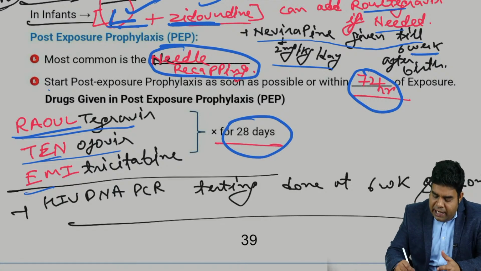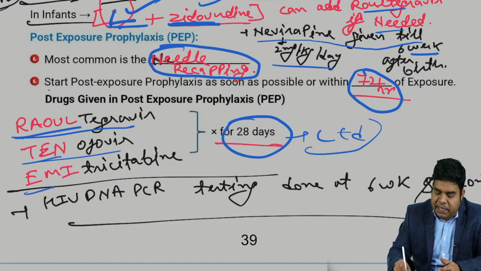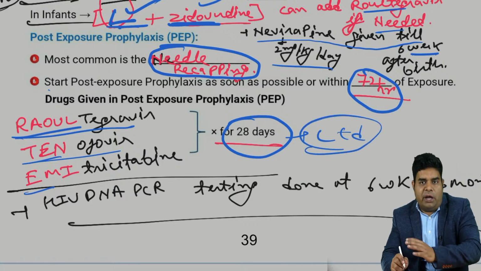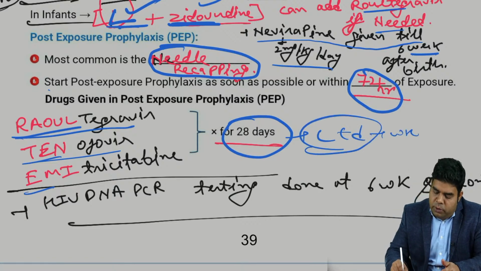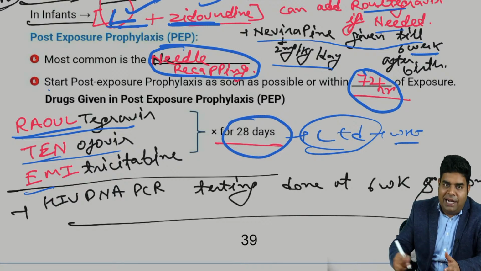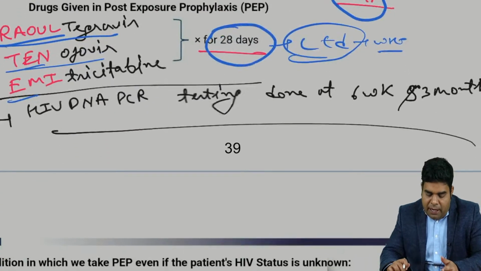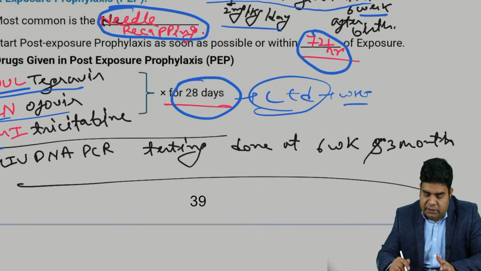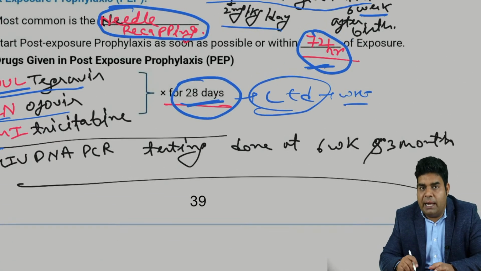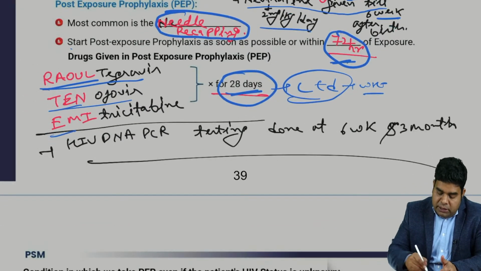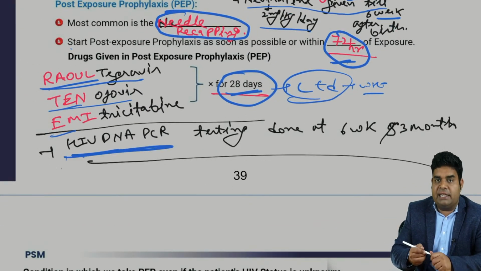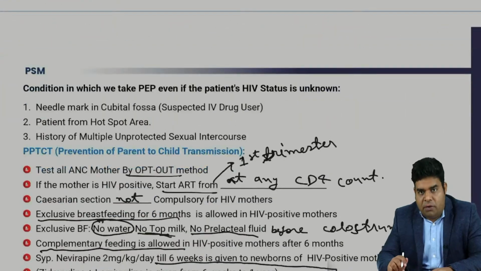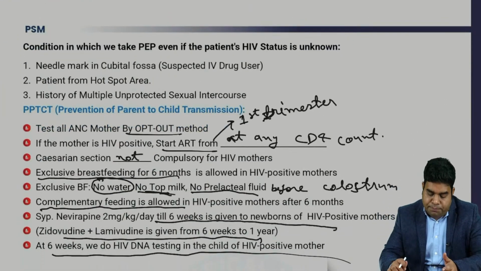But the WHO guideline writes many a time that we still give the L drug. That means lamivudine, tenofovir, raltegravir. So if you follow the WHO guideline, this is there. If you follow the Park guideline, that is there. Mostly that's why they are not asking the drugs of post-exposure. They ask the duration, 28 days, and within how many hours? 72 hours. And then we do HIV DNA PCR testing at 6 weeks and 3 months to confirm whether you got infected or not.